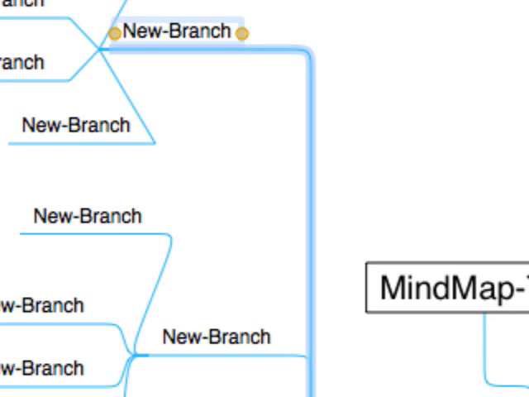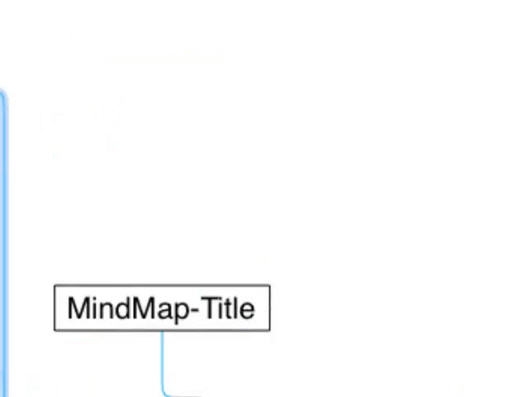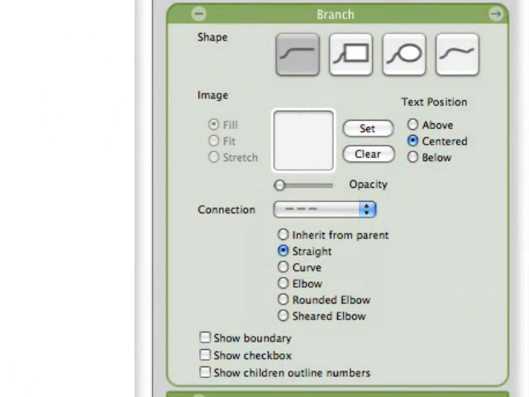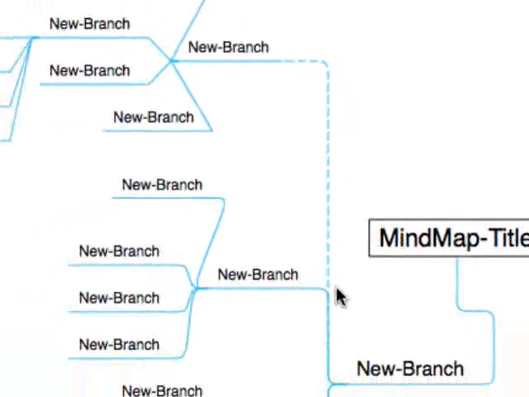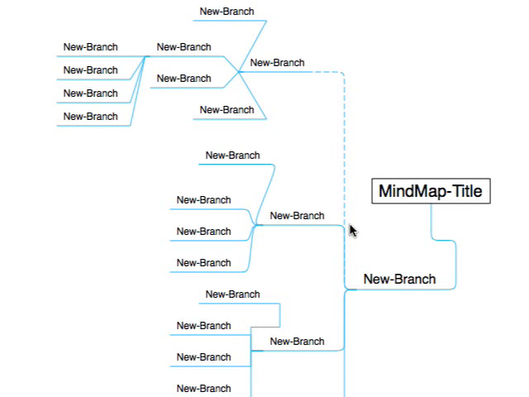So the line style applies to the connection from the selected branch to its parent. So let's select this branch and change the line style for the connection line to a dashed line. And you can see the way that that's drawn. So now you have a good idea of what you can do with the connection lines, and I suggest that you have some fun and try them out for yourself.